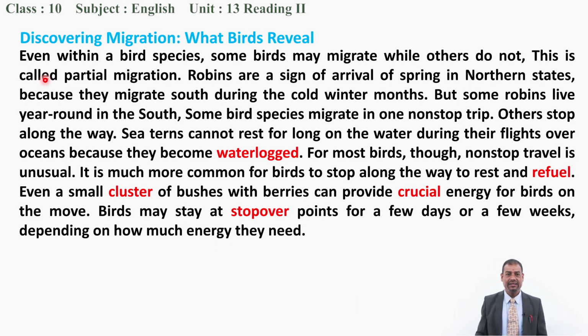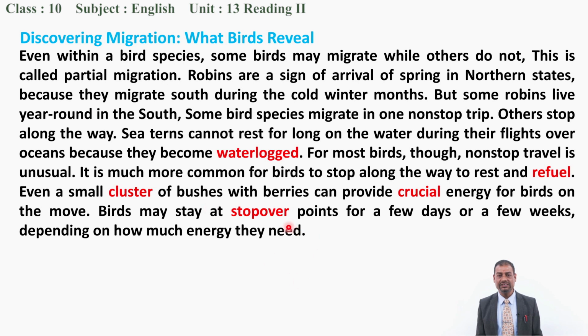Now, again another paragraph we have, see. Let's read together. Even within a bird species, some birds may migrate while others do not. This is called partial migration. So all the birds may not travel. So this is, you can say, partial migration. Robins are a sign of arrival of spring in northern states. This is the name of a bird, again, because they migrate south during the cold winter months, but some robins live year-round in the south. Some bird species migrate in one non-stop trip. Others stop along the way.